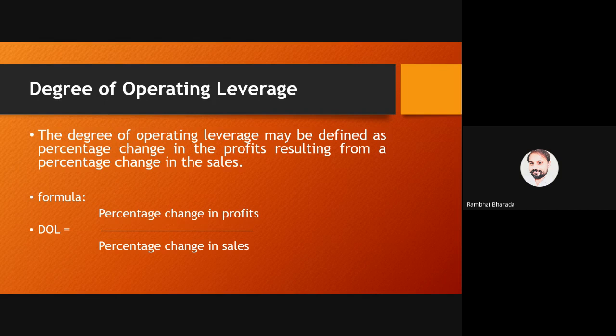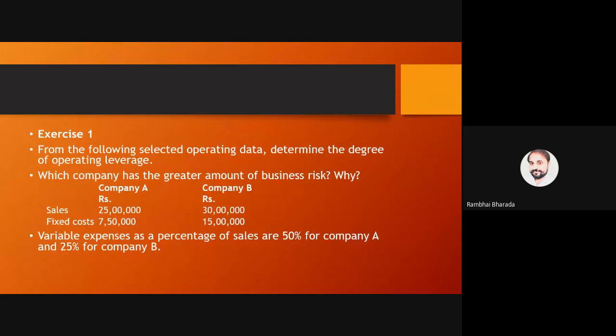Write down the formula. DOL, degree of operating leverage, is equal to percentage change in profit upon percentage change in sales. Reverse to that, if the sales decrease by 40%, ultimately profit will decrease by 10%. So this 40% and 10% represent the degree of operating leverage. Formula done? Okay. Now we go for practical question number 1.